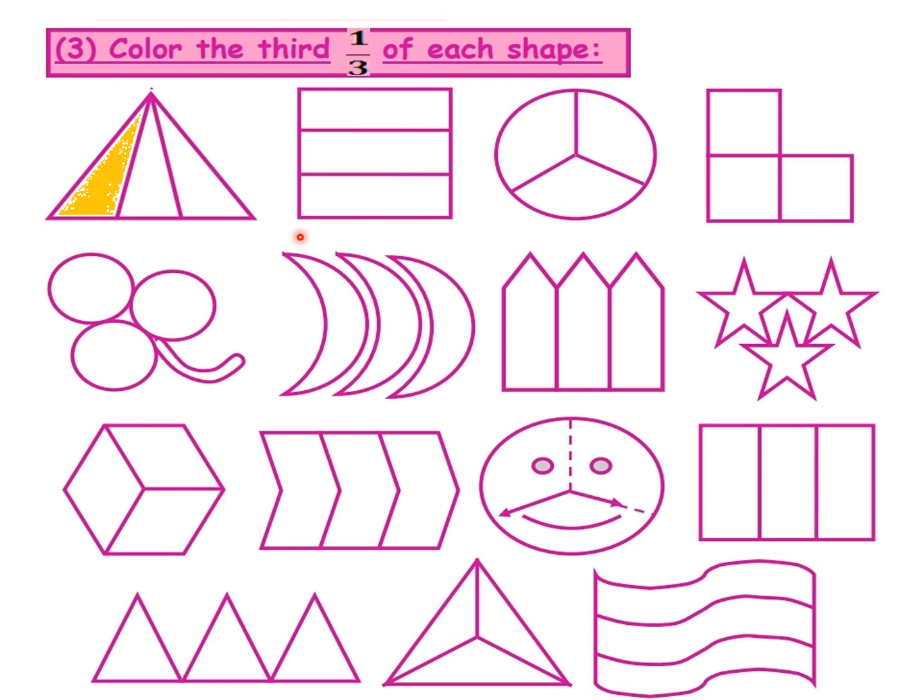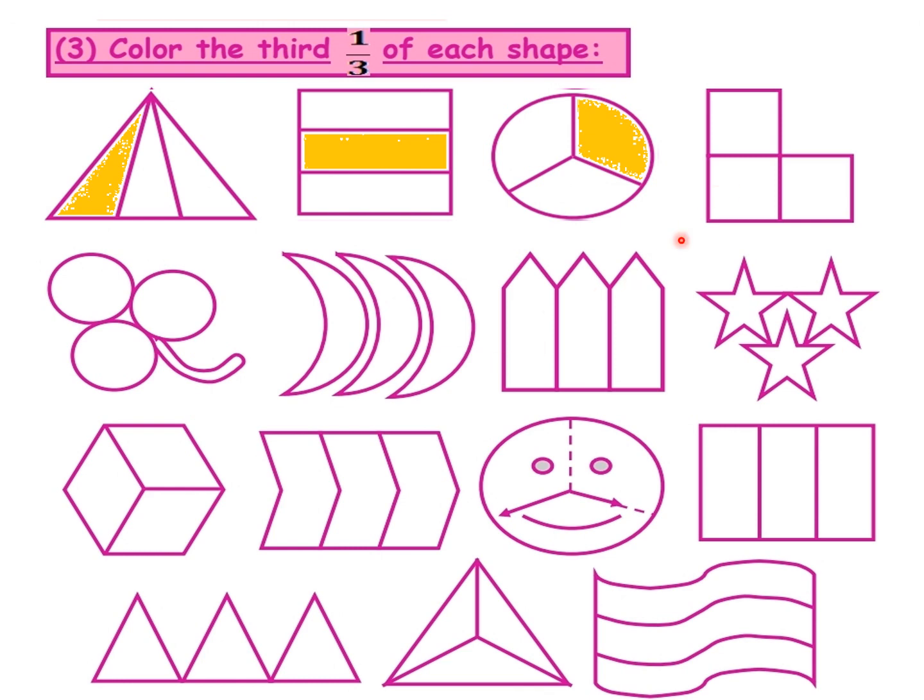Look here, I want to divide this into three parts, already divided. And I will color only one part out of this three to find the third. So I will color this part. This is a circle divided into three parts, and I will color one part out of the three parts. So I will color this part to find the third.